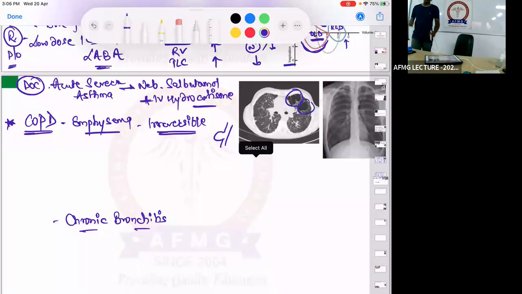ये याद रखना हमेशा. ठीक है. So now here, if there is deficiency of surfactant in neonate, the patient will have respiratory distress syndrome, also known as hyaline membrane disease. ठीक है, premature infants में दिखता है.